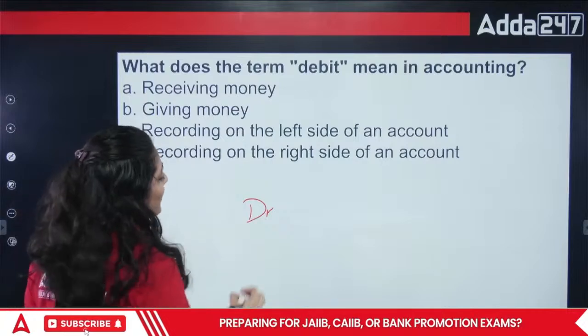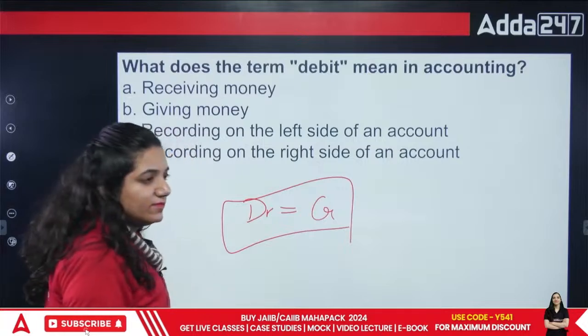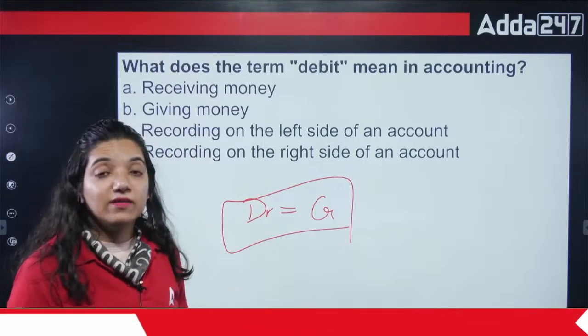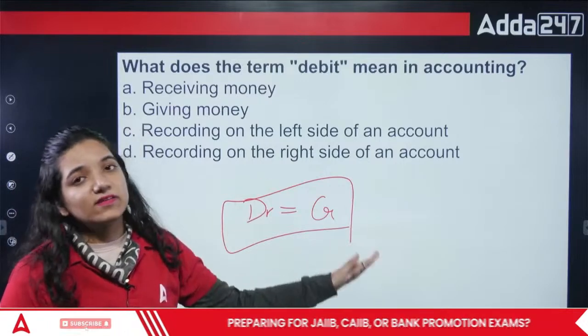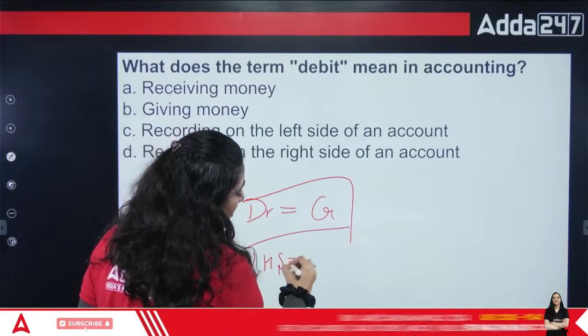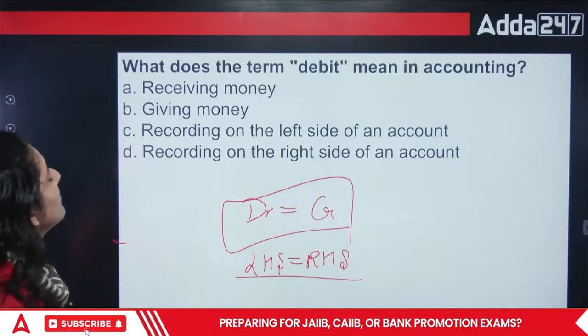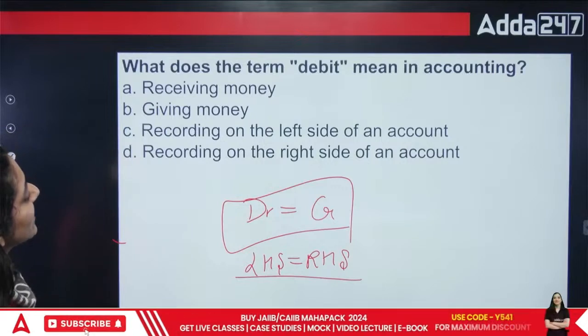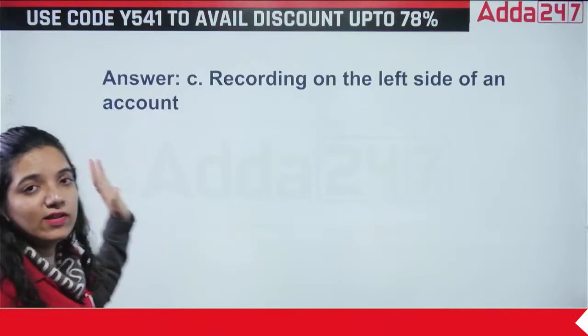So in this case, the area is debit is equal to credit. This is the particular area which he has talked about. In the area of debit, it is actually the left hand side, and this is the right hand side. So this is just the concept of LHS equal to the concept of RHS. Okay? Receiving money, giving money, recording on the left side or recording on the right side. It is basically the area of recording on the left side.